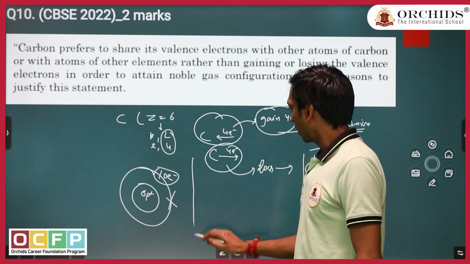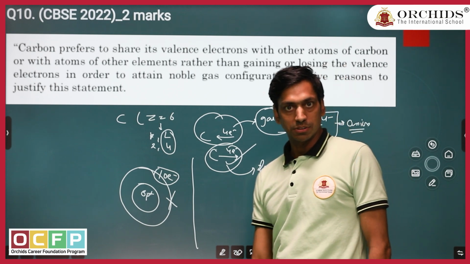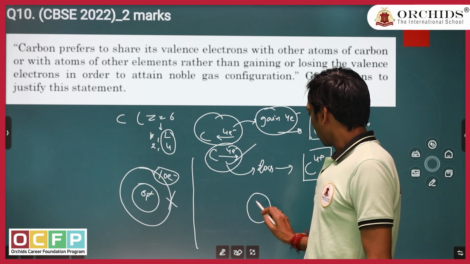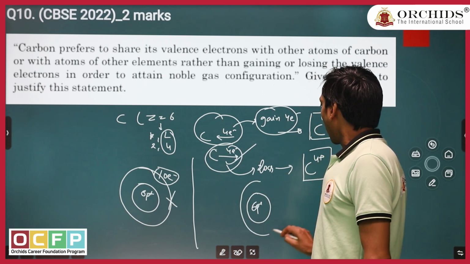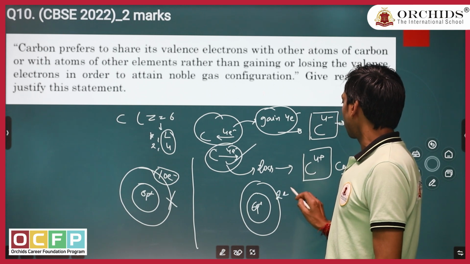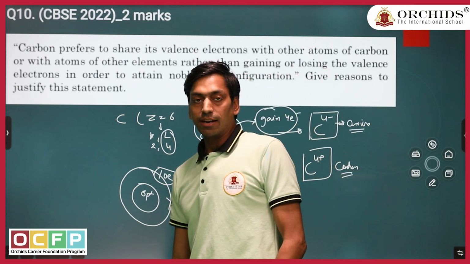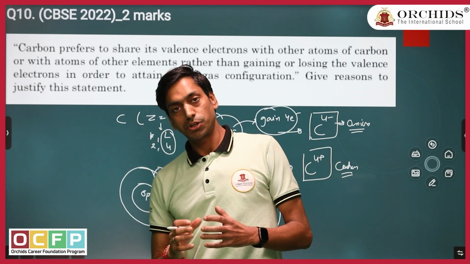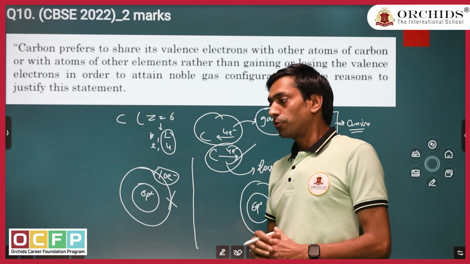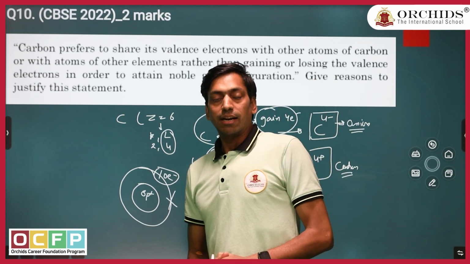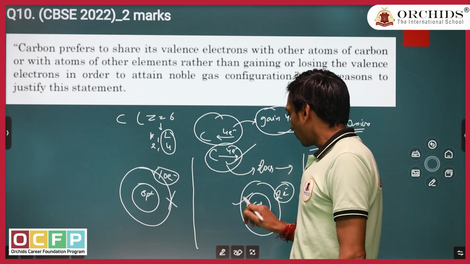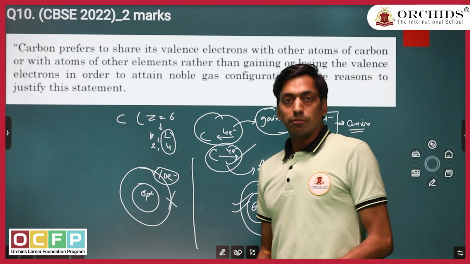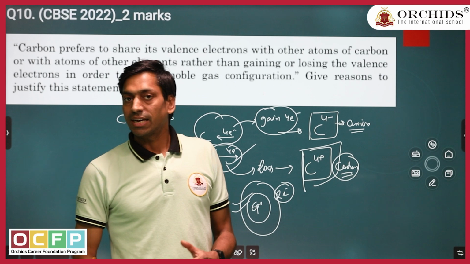Now let's talk about the second part, losing of 4 electrons leads to the formation of cation. Again, in the nucleus we are having 6 protons, and losing electrons will leave 2 electrons in the orbit. A large amount of energy is required to remove electrons one by one from the outer orbit of carbon, which is practically not feasible. So that's why carbon does not form cations and anions.